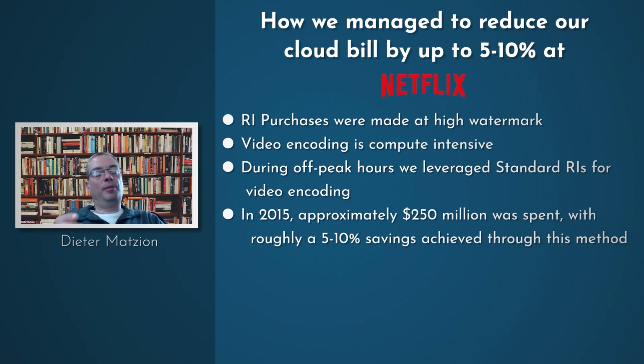And so during off-peak hours, we were able to reuse the billing benefit of the standard RIs that were held in the production account and that were reserving the capacity for the peak need of Netflix. But then during off-peak, we were able to use the same billing benefit from those standard RIs for video encoding, and save even more on overall total cost of ownership.